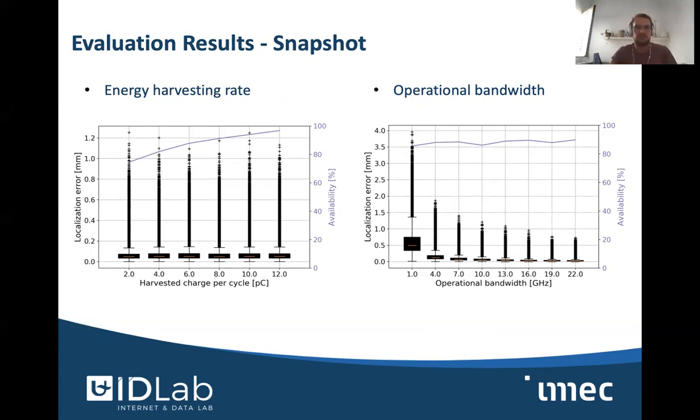So these results show energy harvesting rate as a function of localization error and availability. As we can see, we get good accuracy, and we get higher availability as we increase the harvesting rate, which is kind of intuitive. On the right-hand side, we can see that the accuracy of the localization service drastically increases as we increase the localization bandwidth.